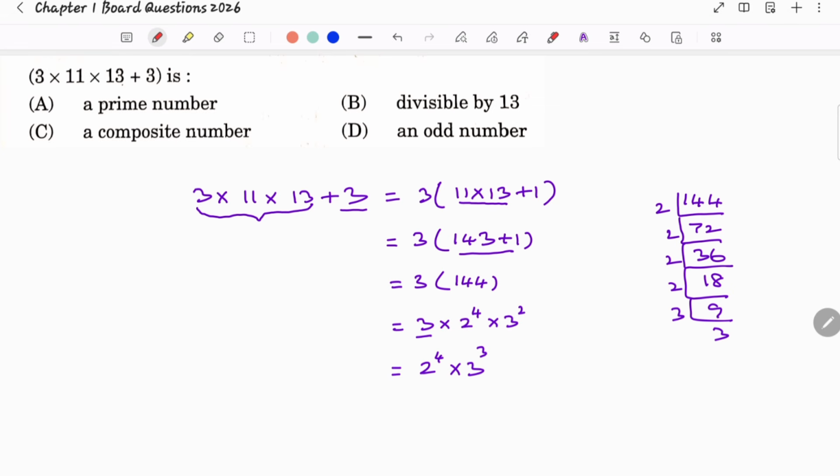So this is a given number. Now the given number can be written in the form of product of prime factors. By using the fundamental theorem of arithmetic, we know the concept: every composite number can be expressed as product of its prime factors. So this number can be expressed as product of prime factors. So option C, it's a composite number, is correct.